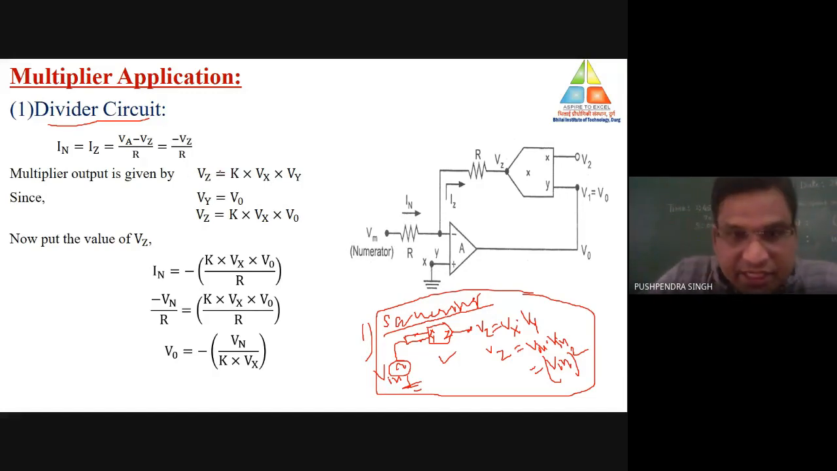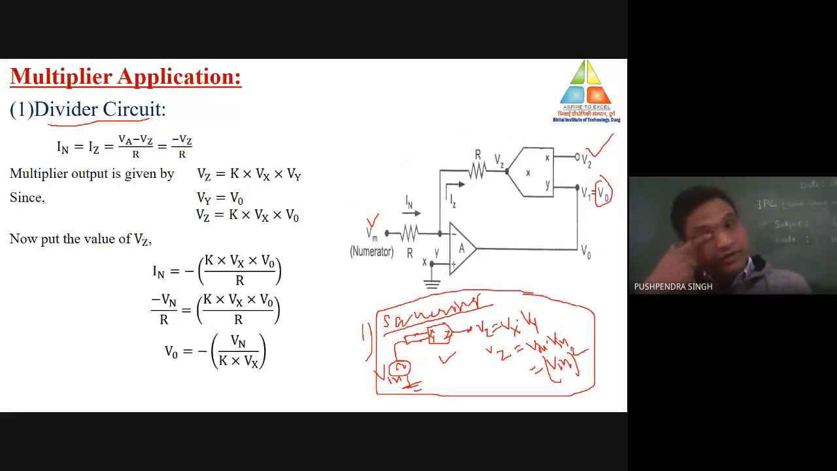As shown in the circuit, this Vm and V2 are the two inputs, and this V1 is also an input of the multiplier, but it is connected to the output. So we are taking it as the output, because the main circuit is the amplifier. With the help of this amplifier, we are calculating the value of output.